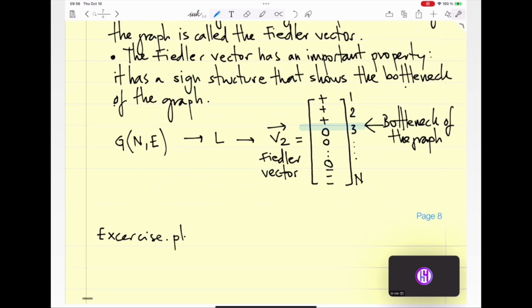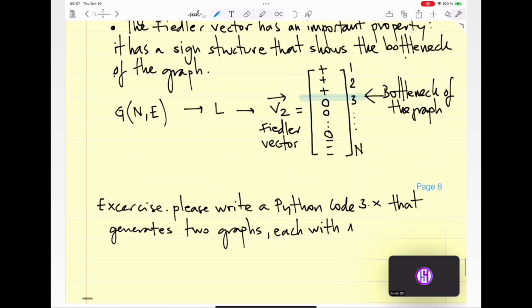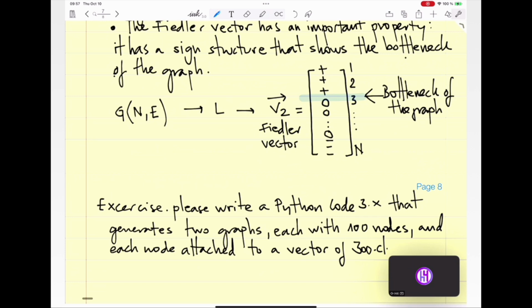Please write a Python 3.x code that generates two graphs, each with 100 nodes, and each node attached to a vector of 300 elements. Can be a random vector, okay?